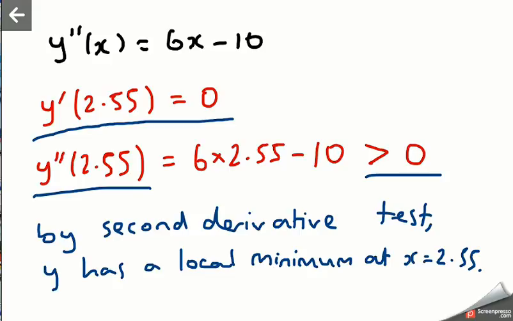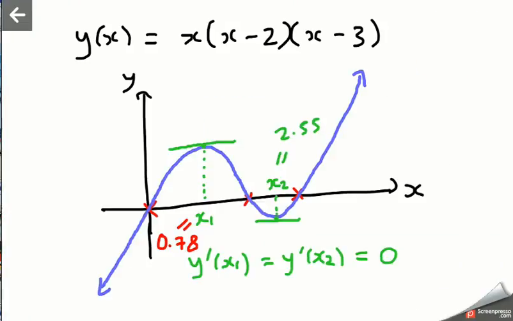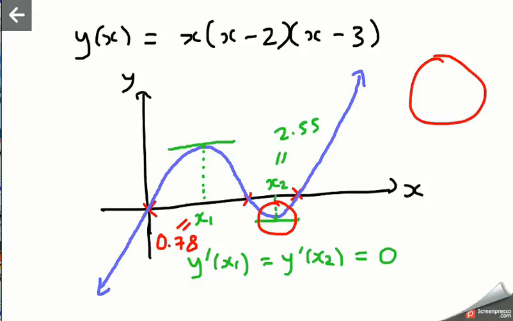Now notice I'm using the word local minimum, a local minimum at x equals 2.55. And the reason why it's a local minimum is because I can draw a circle around this point, and inside the circle, it's a minimum. This is x2. Inside the circle, it's a minimum of my function. But if I go over here, there are other values of the function that are smaller than y of x2. So it's not an absolute or global minimum, it's just a local minimum.